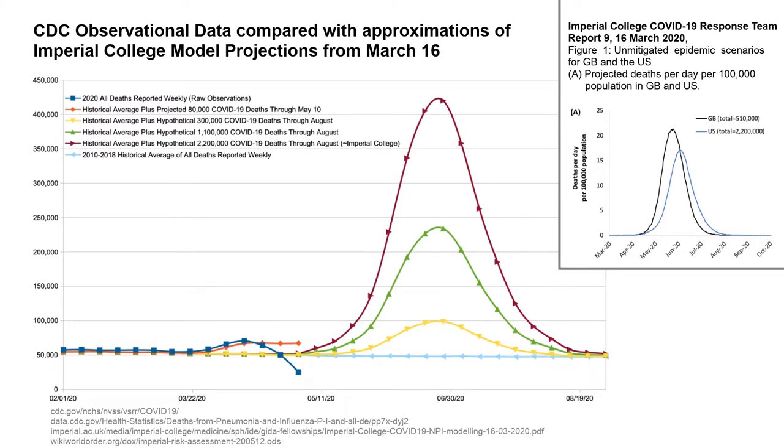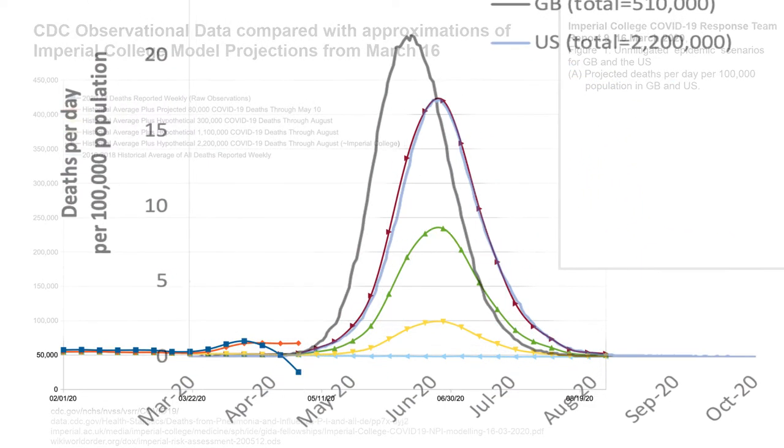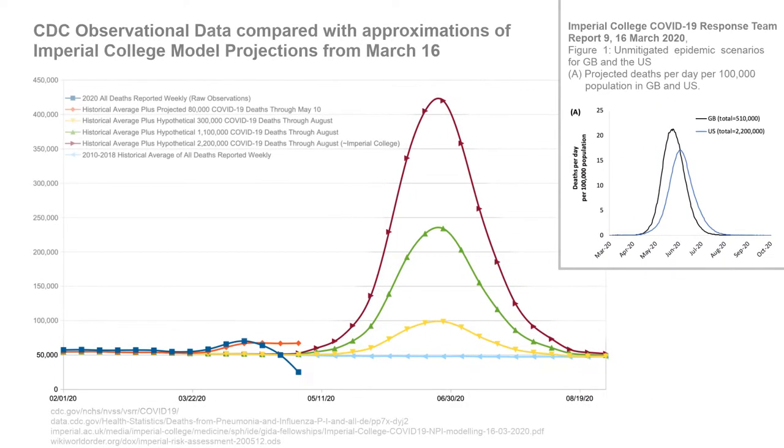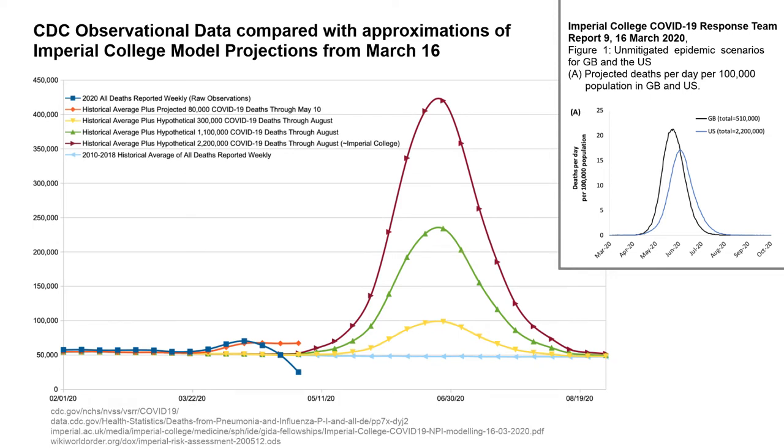Next, I constructed a hypothetical curve close to the Imperial College's projected COVID-19 deaths, as if they were reported weekly. With ample trial and error, I was able to roughly simulate the time frame, May through August, and peak intensity with my curve, while getting the area under the curve to total 2.2 million American deaths from COVID-19. I then scaled this same curve to also simulate 1.1 million and 300,000 deaths occurring before the end of August. Each of these projected excess COVID-19 weekly death simulations was then stacked on the historical average of all deaths reported weekly for the accurate reference.